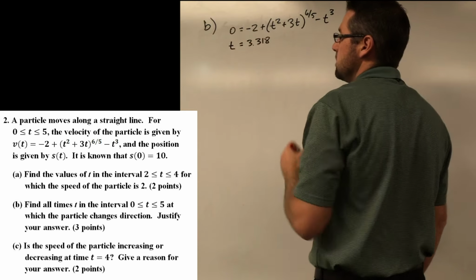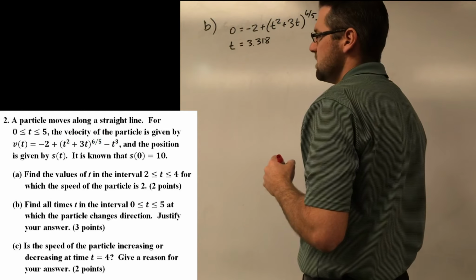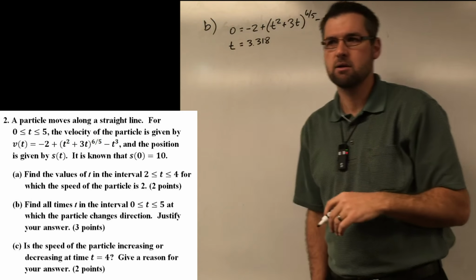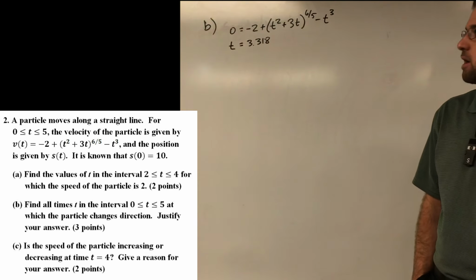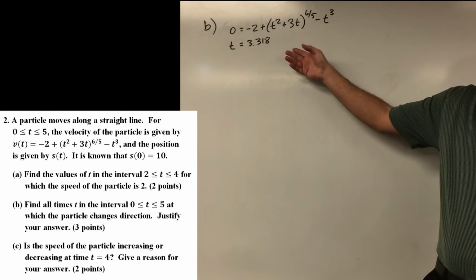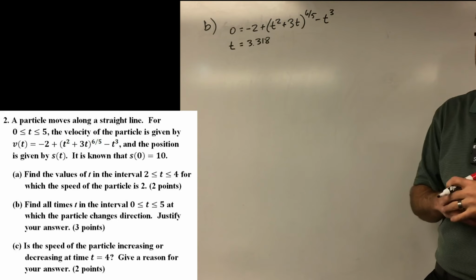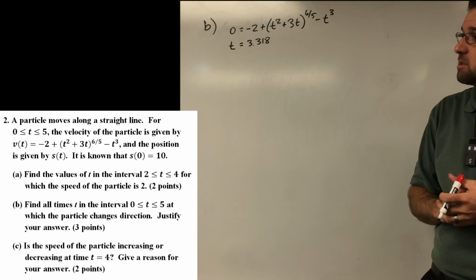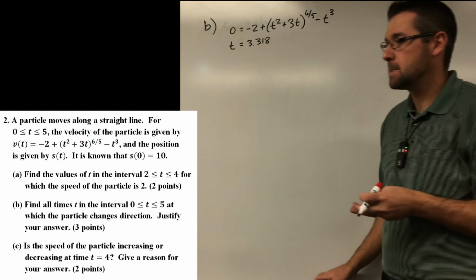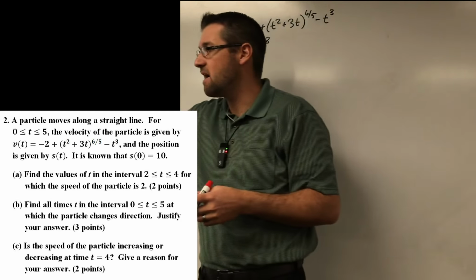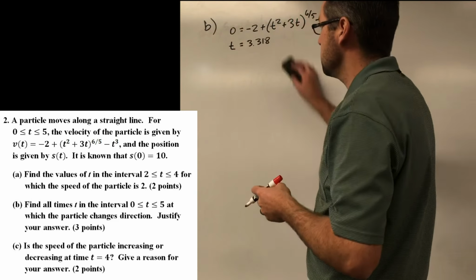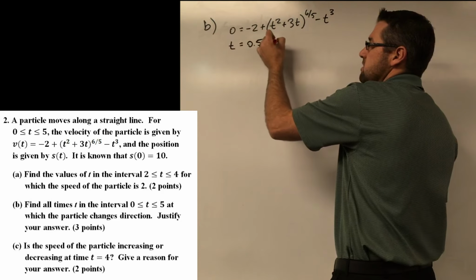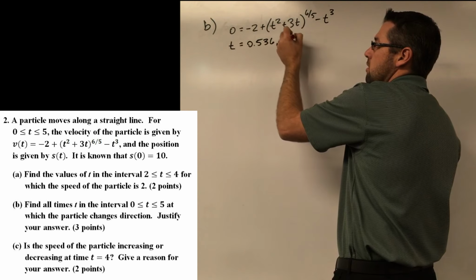3.318? Wasn't that the answer to part A? No. Okay. 3.128. All right, is there any other values? That's the only time it equals 0? 0.536? Make sure your window is between 0 and 5 on this one. So, what is the answer? 0.536 and 3.318.